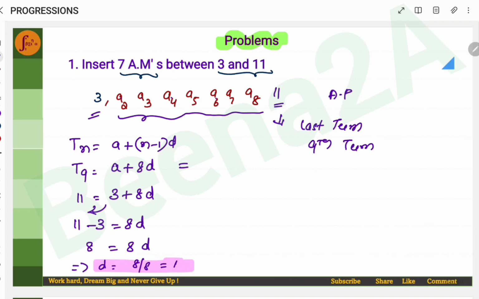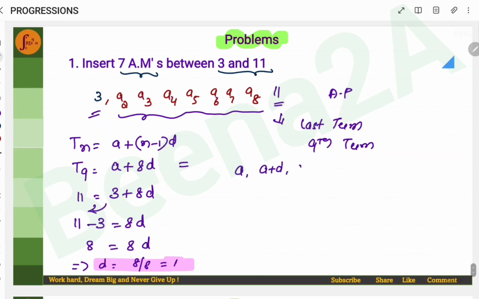The moment you know the difference, it's easy to find the terms in between. So what is the second term? In arithmetic progression, the series would be like this: a + d, a + 2d, a + 3d, a + 4d, a + 5d, a + 6d, a + 7d. We should have 7 terms: 1, 2, 3, 4, 5, 6, 7. And then you have a + 8d.